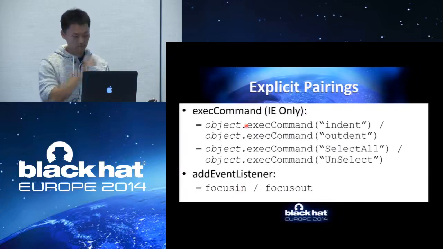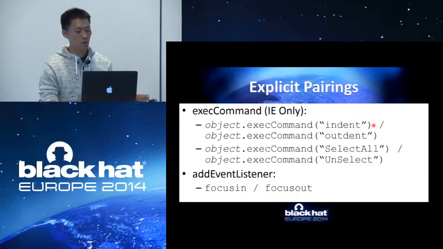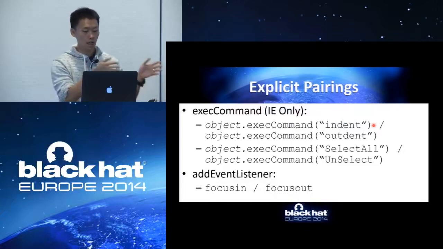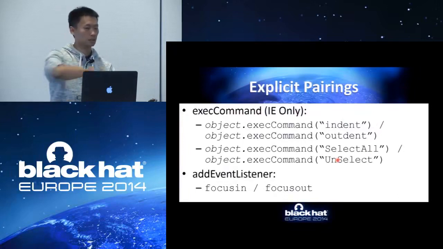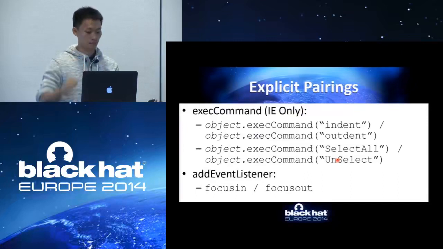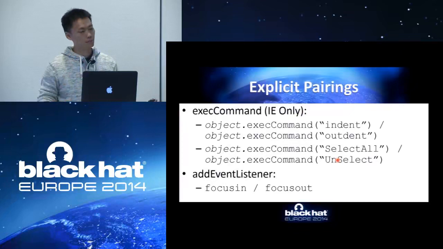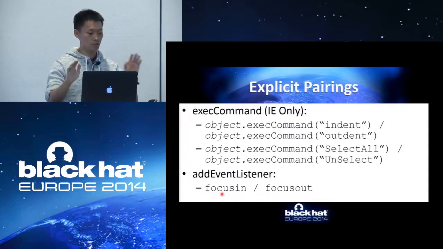And commands are very interesting. Here, the first example is we indent an object, then we outdent the object. Or we can select all. We can execute a select all, then we execute an unselect, which keeps the browser very busy. And the last example for the explicit pairing is we register two different purpose events, like we can register onfocusin and onfocusout and do something different in each event listener.